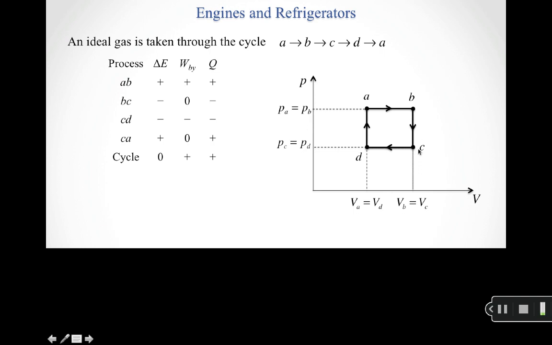On my process BC, well, I know I'm dropping to a colder isotherm. And because this is an isochoric process, or a process at constant volume, there's no work done by the system. So again, something negative plus 0 has to give me something negative. So I'm going to be losing energy as heat along the step BC.